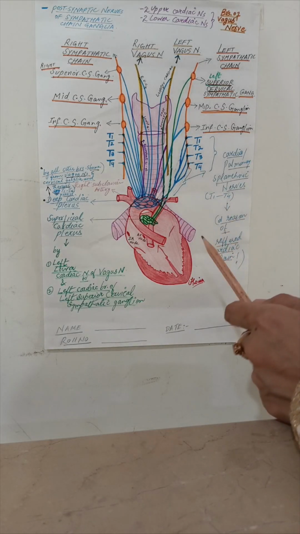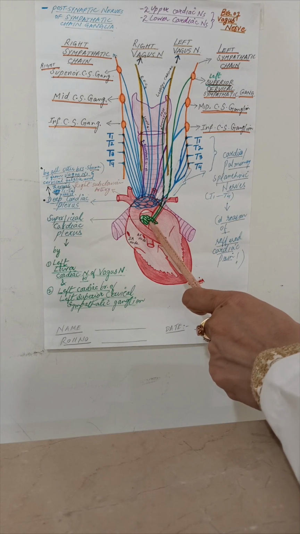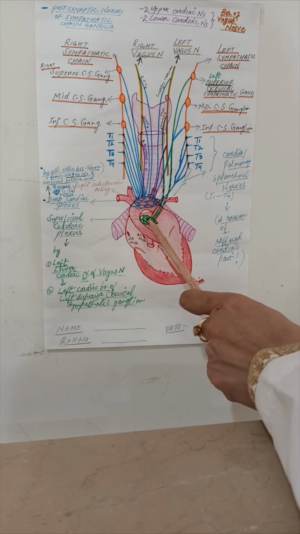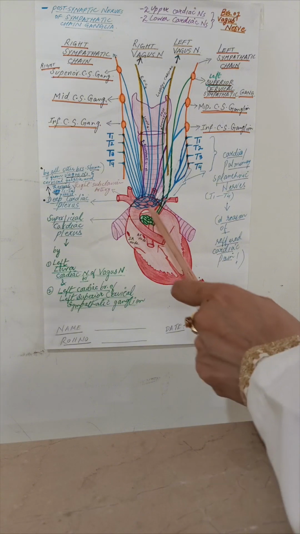Today we are going to learn about the cardiac plexus. This is the superficial cardiac plexus located below the arch of aorta and anterior to the pulmonary artery. And now we will see how this plexus is formed.